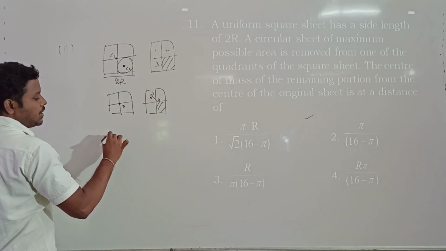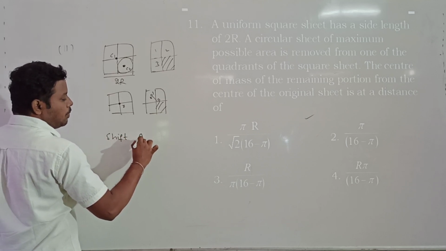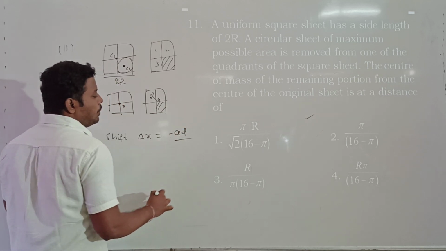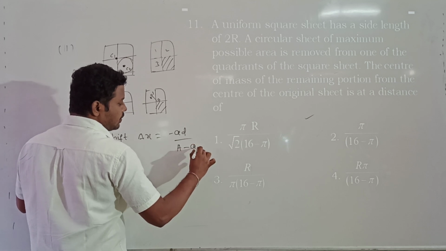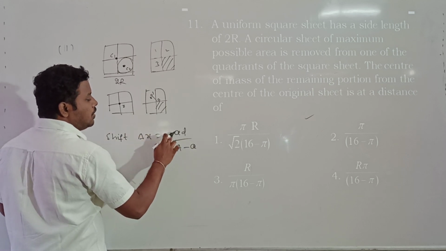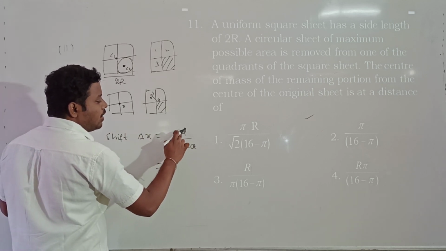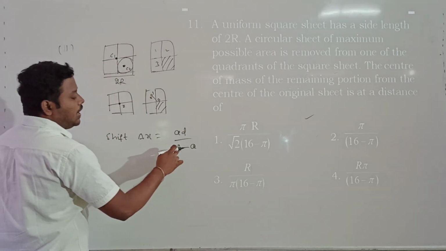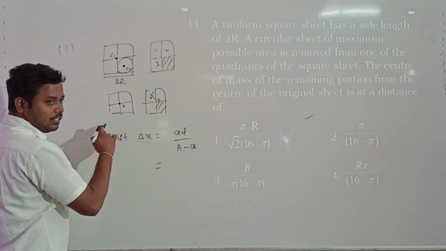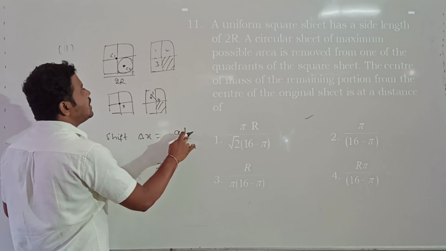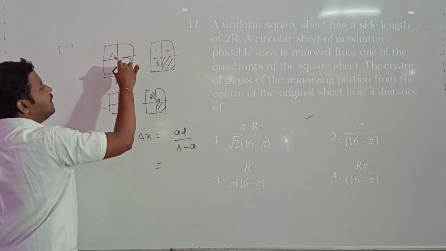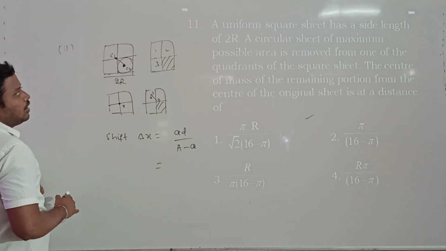There is a formula for the shift of the center of mass. The shift is given by delta x equal to a into d divided by capital A minus small a. The minus sign indicates moving away, so I want only the magnitude. Small a is the area of the circular disc which is removed. Capital A is the area of the original total plane, the square sheet. And d is the distance between the centers of the original plane and the circular disc, C1 and C2.